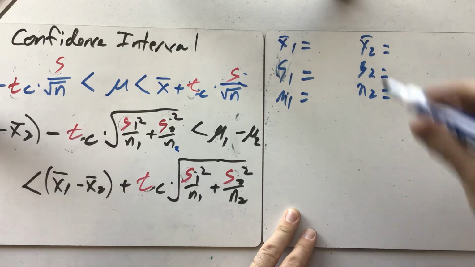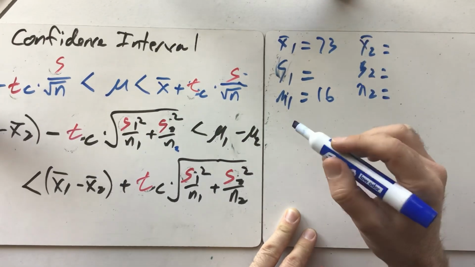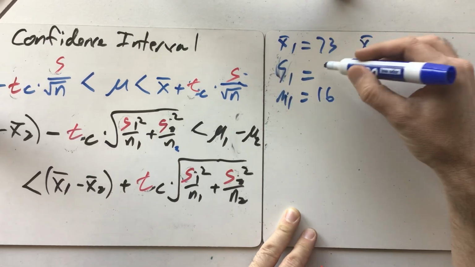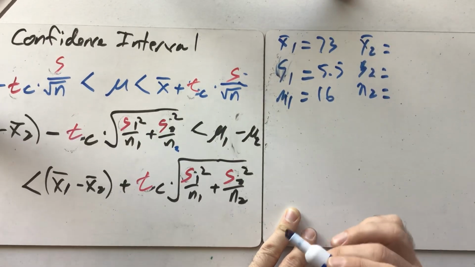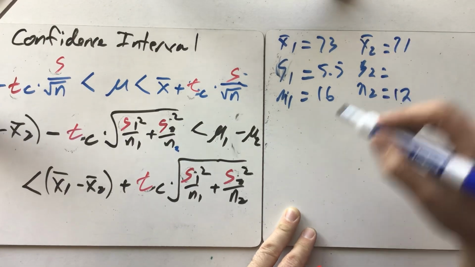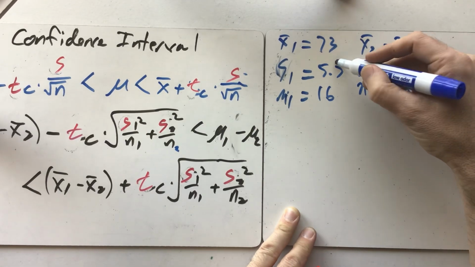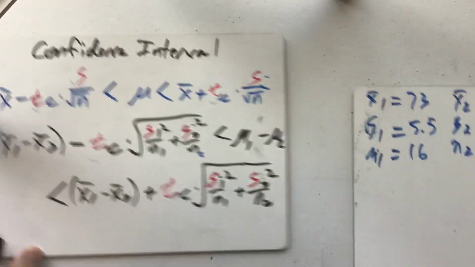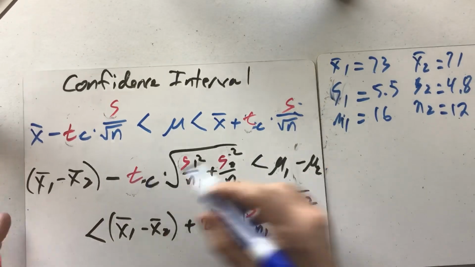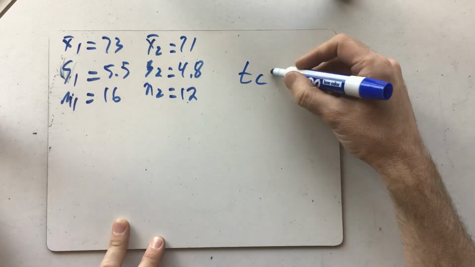And it looks like I've got 16 students. 73 was their exam average, and their standard deviation was a 5.5. And then my second group, I had 12 students. Their average was a 71, and their standard deviation was a 4.8. And then the only thing left for me to figure out is this TC value. And once I have that TC value, I'll be ready to put everything into my calculator.